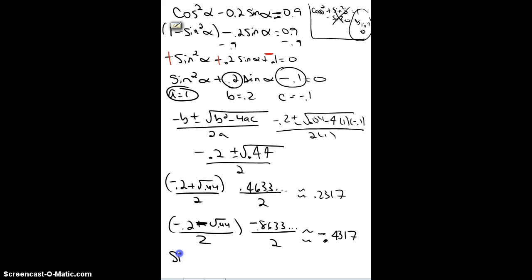So at this point in the process, I know that the sine of alpha equals what? 0.2317, okay. And the sine of alpha equals negative 0.4317. So whatever alpha is, whatever that angle is, this is the ratio. That's the sine value at that point. Whatever this angle is, that's the ratio at that location. All right, I'm going to do a second video for the second half.